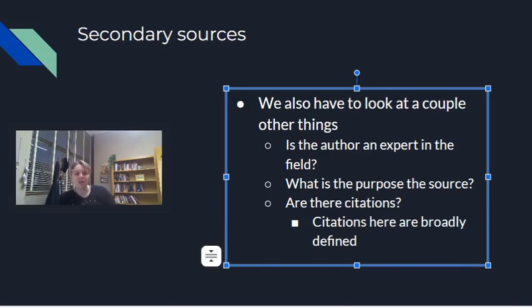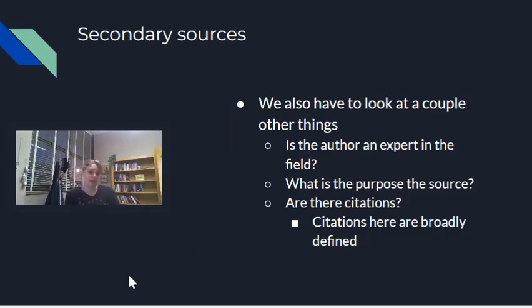So moving on, and I want to focus in a bit more on secondary sources. Everything we've been talking about applies to secondary sources, but we're going to add in something else. So when looking at a secondary source, such as something from Encyclopedia Britannica or an academic article, we're going to look at the author's background. But we have to be a little bit more critical. We want to think about, is the author an expert in the field?